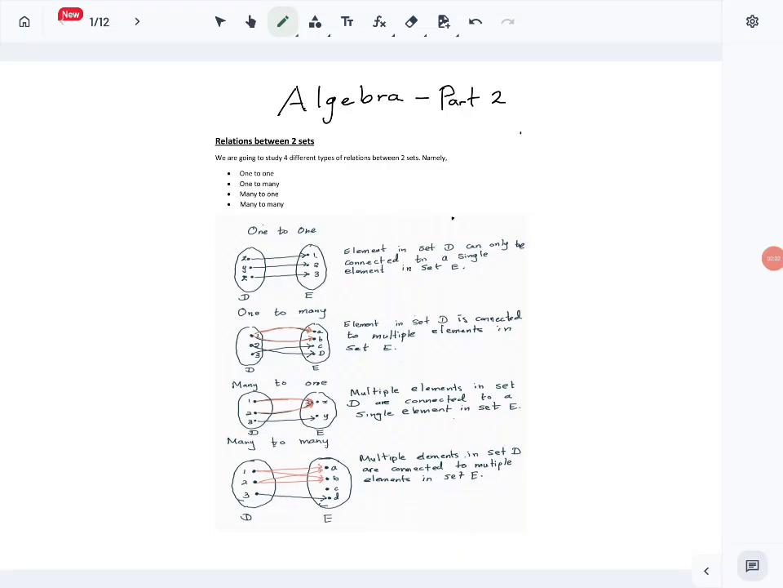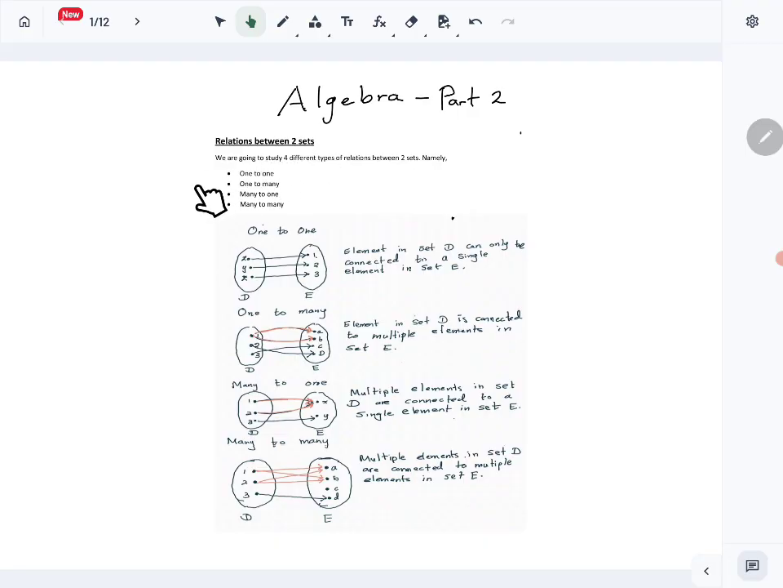Okay, so let's start the second part of the algebra lesson. This is going to be an introduction about functions and their properties. To introduce functions, we first have to introduce relations between two sets.